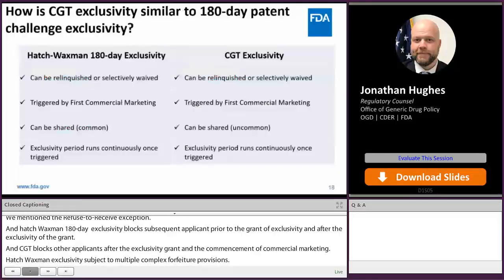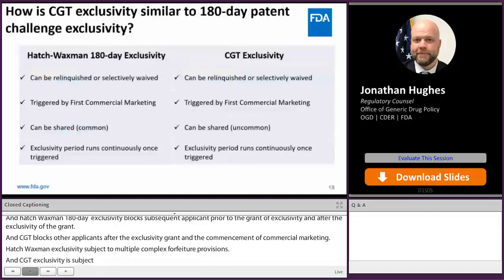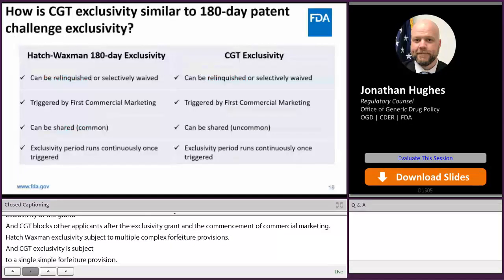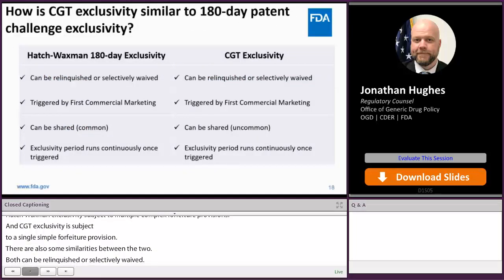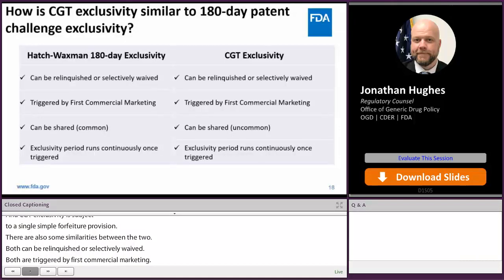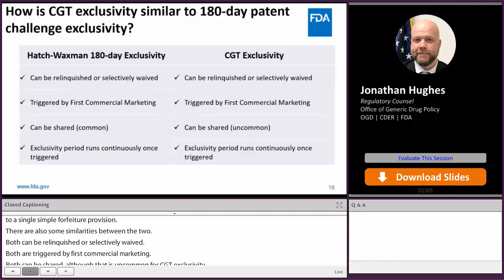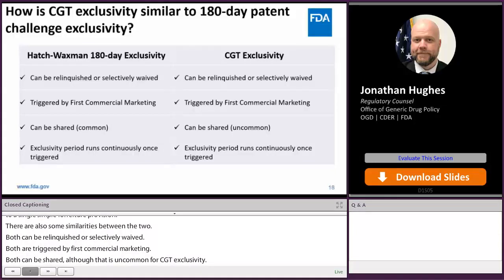So there are also some similarities between the two. Both can be relinquished or selectively waived. Both are triggered by first commercial marketing. Both can be shared, although that's uncommon for CGT exclusivity if you had multiple first approved applicants. And the exclusivity period runs continuously once triggered.